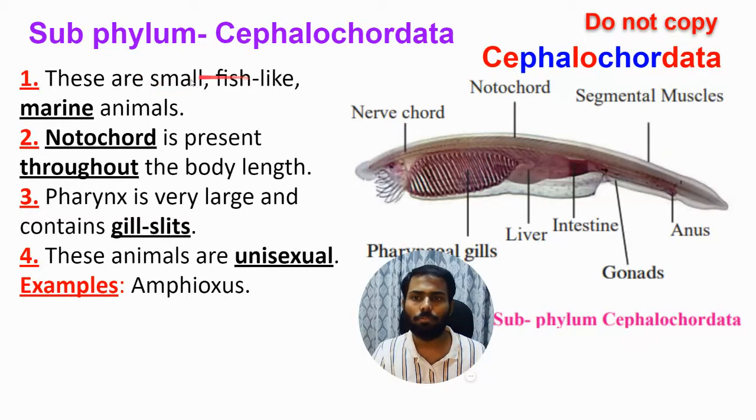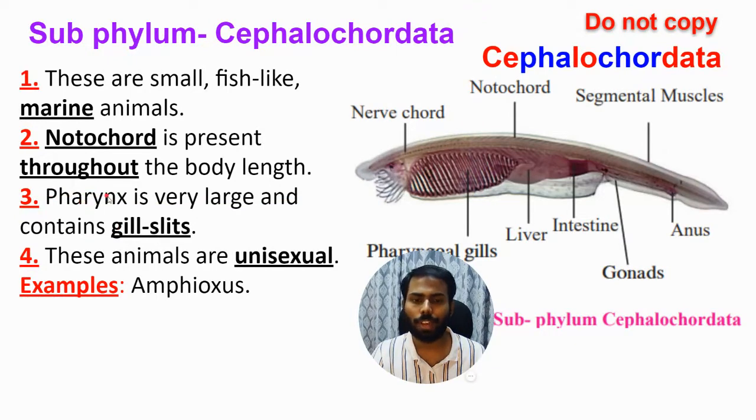So these are small fish-like marine animals. Marine means you will find them in seawater. They'll be very small and they'll be very much like fish. Okay, notochord is present throughout the body length. In the previous one it was only in the tail, right? But here you can find the notochord in the whole body. Okay. Pharynx is very large and contains gill slits.